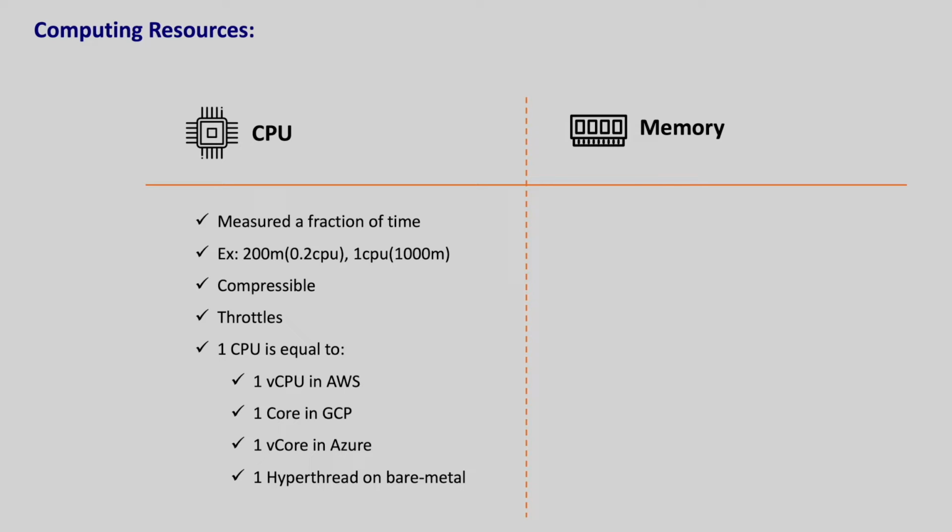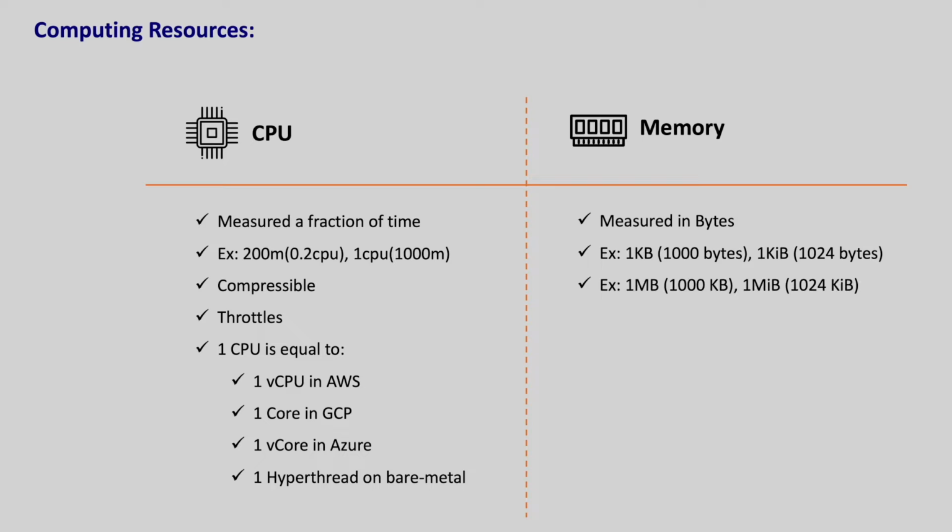And the data that the processor is using currently is stored in the memory, and it is measured in bytes. 1 kilobyte is equal to 1000 bytes and 1 kibibyte is equal to 1024 bytes. The same applies to 1 megabyte and 1 mebibyte. Unlike the CPU, memory is not compressible, meaning once a process is given a chunk of memory, that memory can't be taken away from it until it's released by the process itself. And when a process uses maximum memory, the process will be killed.